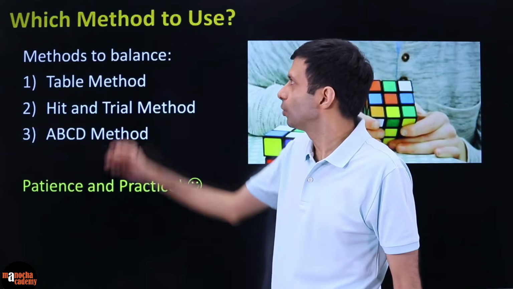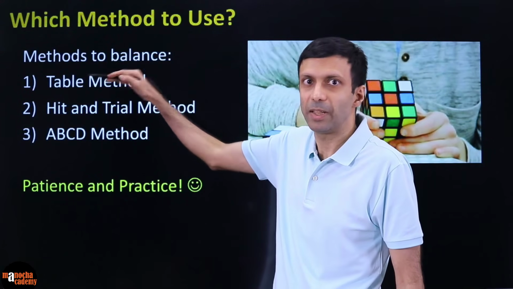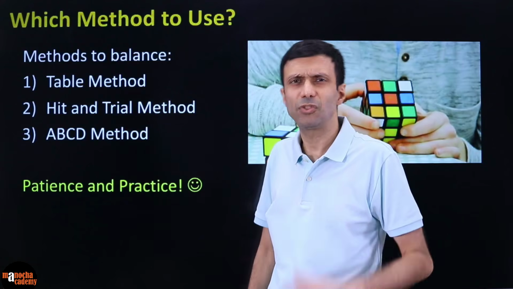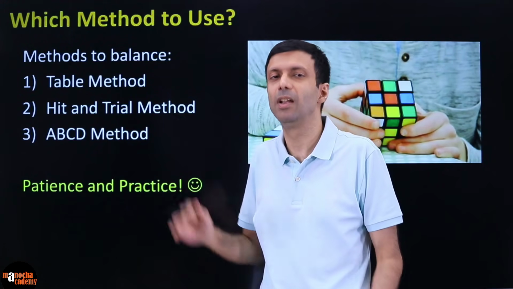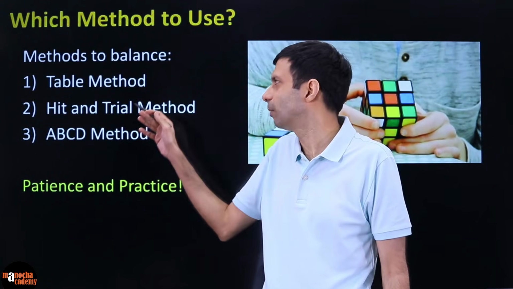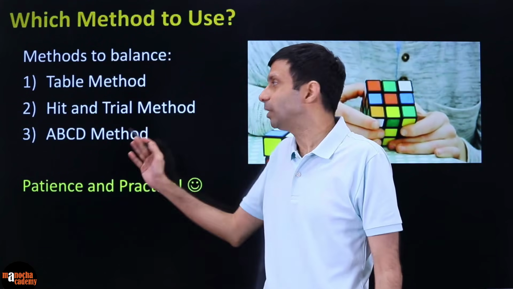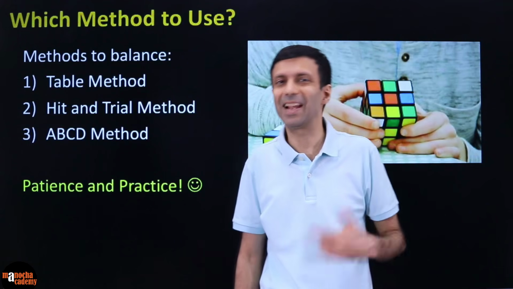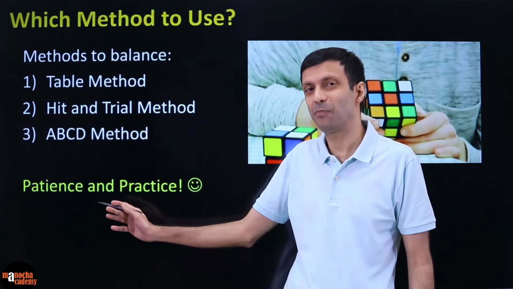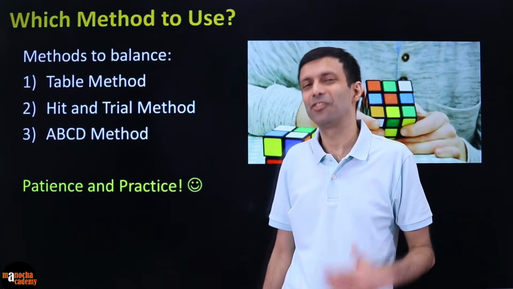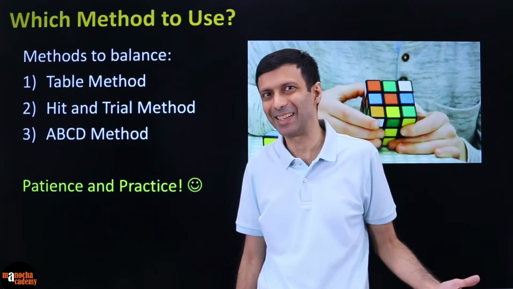So which method to use? Right now you practice the basic table method. Once you're familiar with that, please try and use hit and trial. It's way faster. Unless the teacher asks you to draw the table, you don't have to draw the table each time. Hit and trial is very good. ABCD is for the complicated equations, and I'll teach you that next time. And I'm reminding you to have patience and practice. Trust me, you'll get better with balancing.